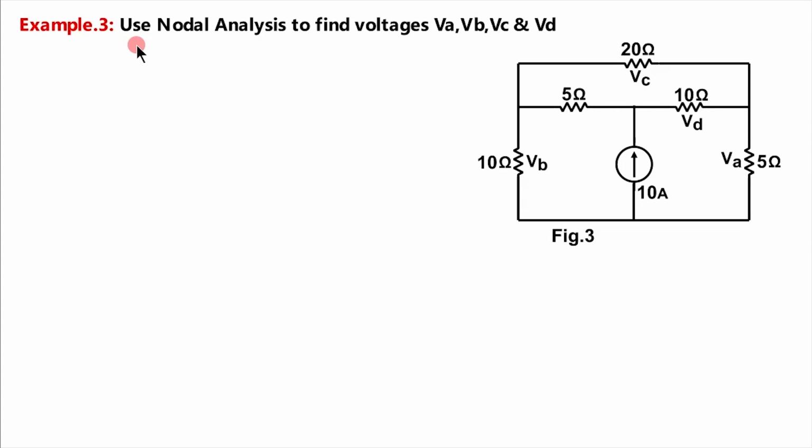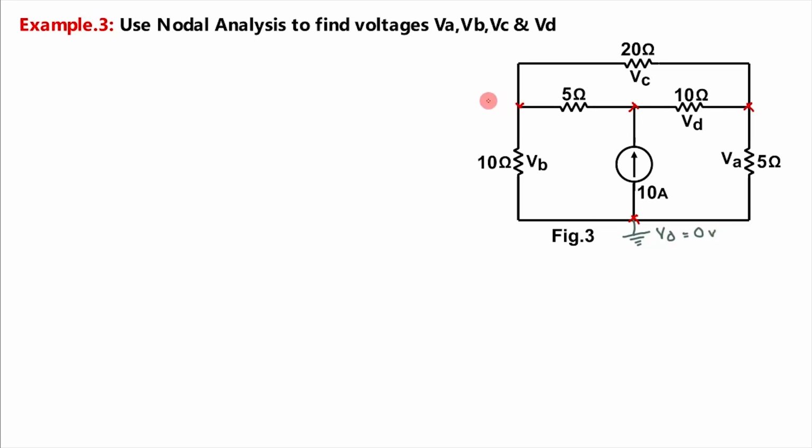In example 3, we are asked to find voltages VA, VB, VC and VD using nodal analysis. While using nodal analysis, first we have to mark the principal nodes, that is where 3 or more branches are meeting. One is coming here, then one here, another here and another one here. Next we have to mark a reference node. Let this be the reference node where V0 is at ground potential, 0 volt.